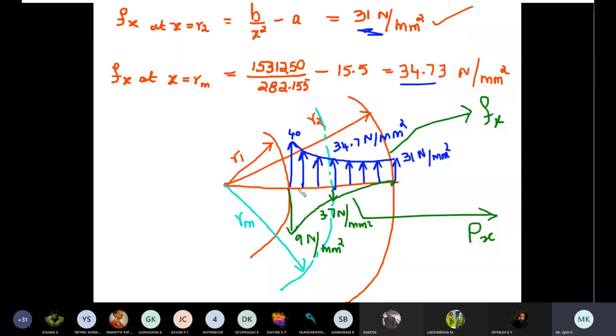So that completes the solution of number 2 under thick cylinders. Again, in this problem, you can see the pressure or stress at the inner surface is always greater than the stress at the outer surface. So the possibility of failure will always be more at the inner surface compared to the outer surface. You can note down the solution.